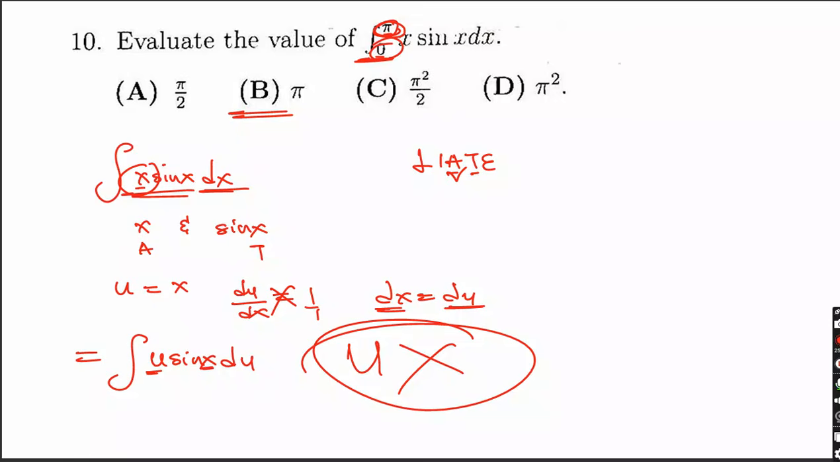So integration is very interesting. You just need to abide by the principles that are behind solving any kind of question that you are going to meet.